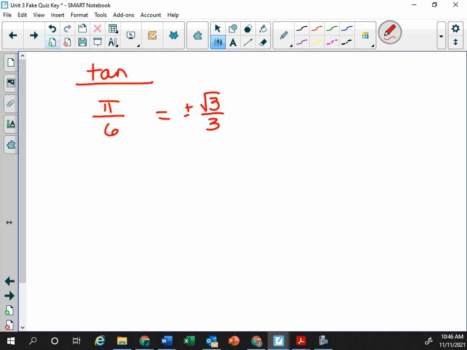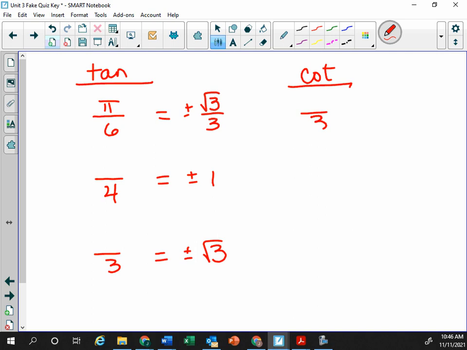Okay? If it's an over 4, it's always positive or negative 1. If it's an over 3, it's always positive or negative root 3. And then if you do the cotangent of the over 3's, it equals root 3 over 3. Over 4's are the same, and then this is the over 6's.